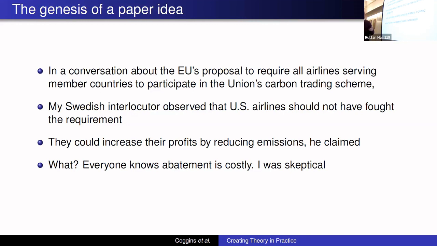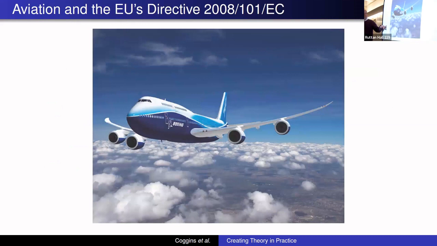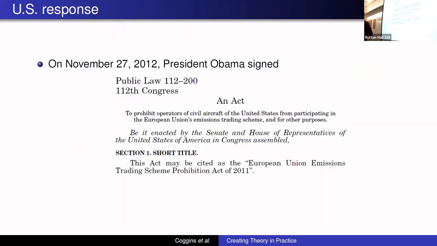Everyone knows if they have to reduce pollution, that will cost money. That cost function I showed you is always upward sloping. Their directive was called 2008/101/EC. And this is what the United States did about it. The U.S. Congress passed an actual bill. Obama signed it in 2012 to prohibit operators of civil aircraft in the United States from participating in this thing.